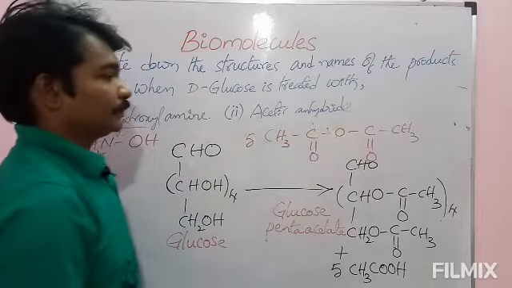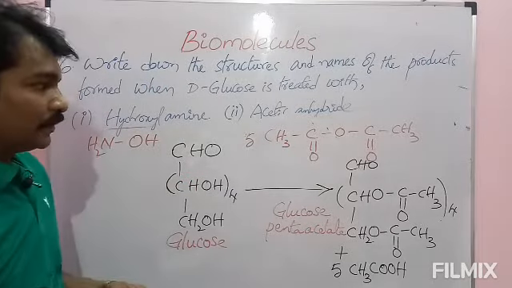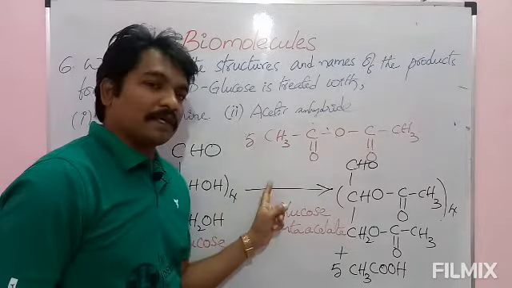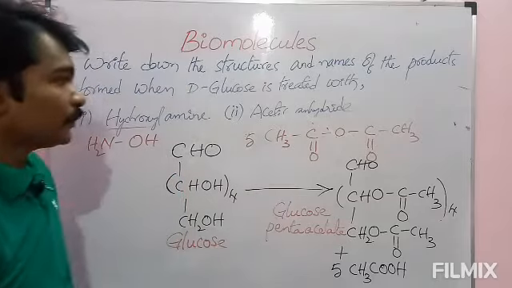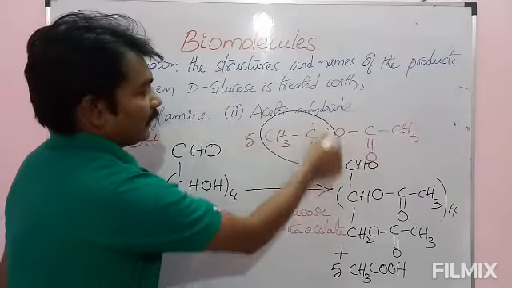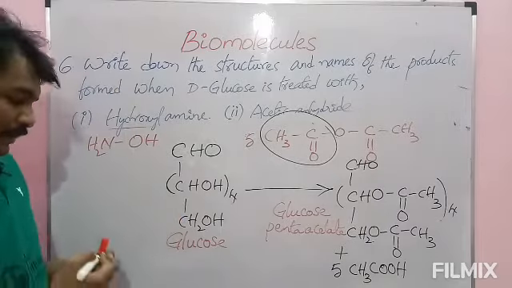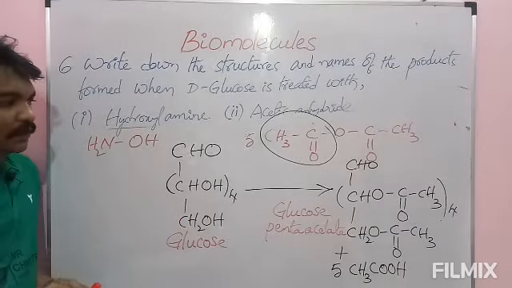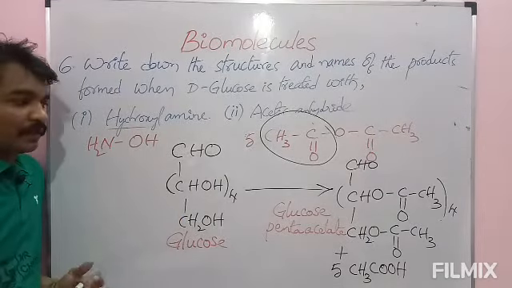Five molecules of acetic anhydride. Please don't forget to write this one on the arrow mark. And for your understanding, I am writing like this. Please note down this one and we will move to the next one.